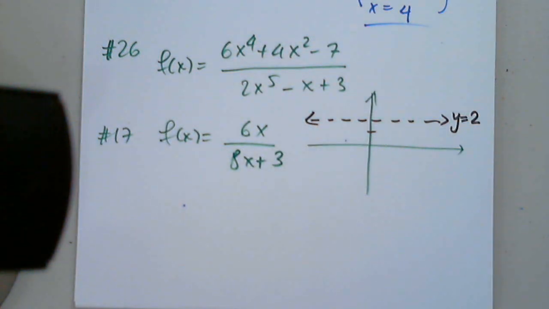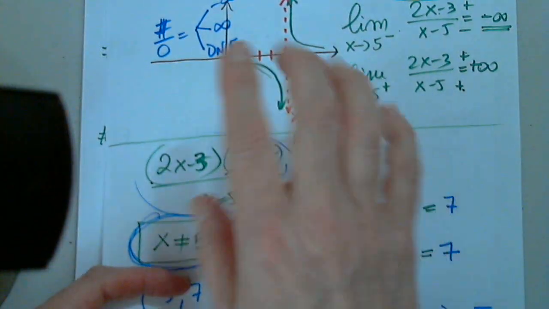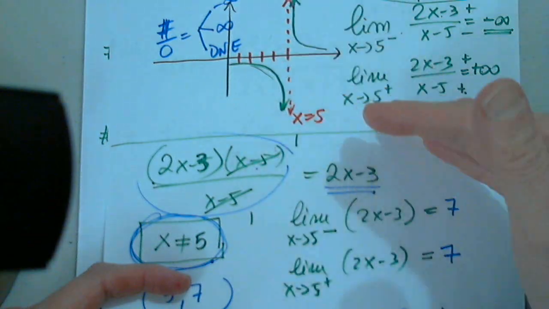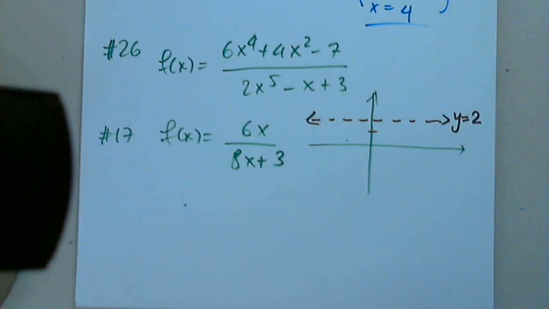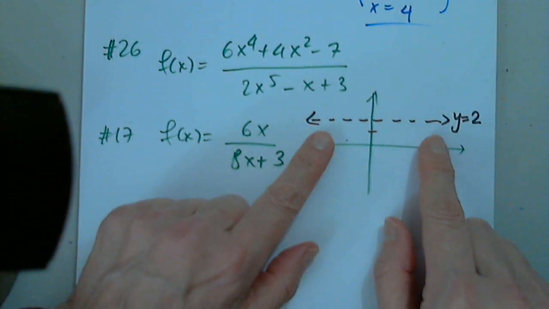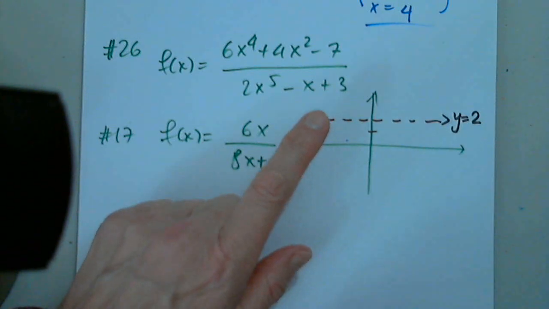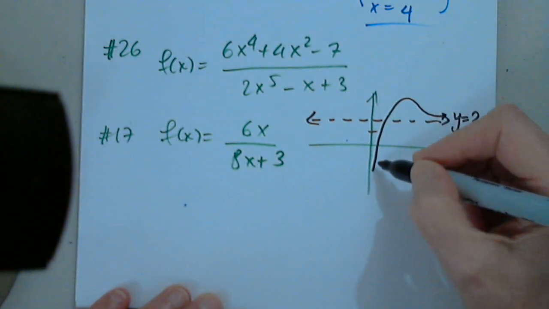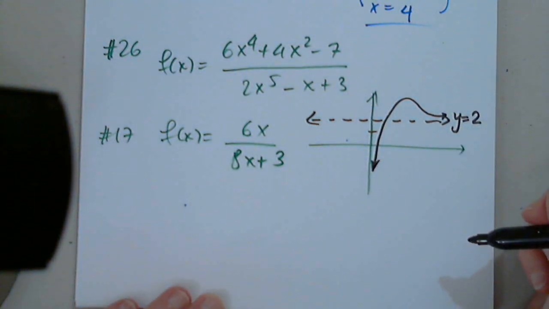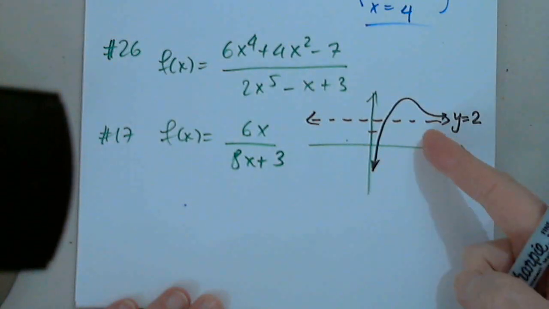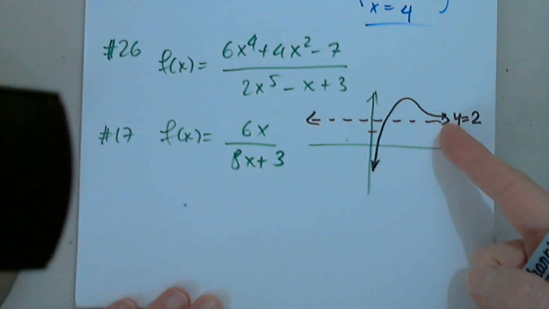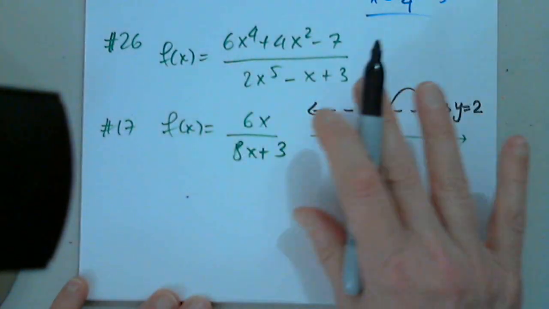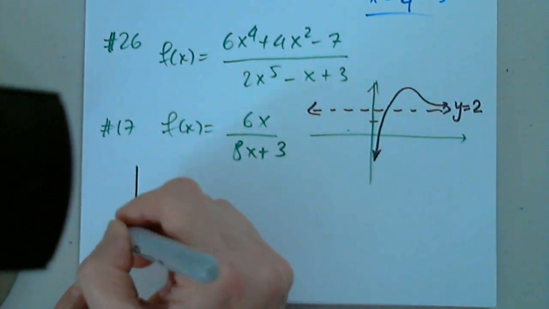Remember that I said for the vertical, the function can never cross. It's not possible. It's undefined. It will never cross the vertical asymptote. However, a function can cross a horizontal asymptote. I'm going to give you an example. So it can do this. This is possible. Okay, so please remember, horizontal asymptotes a function can cross. Vertical, never, ever.